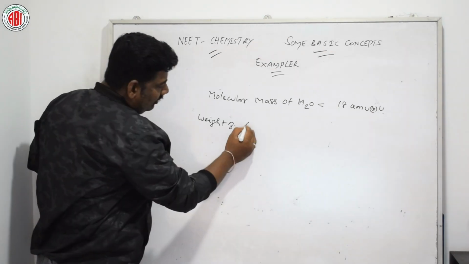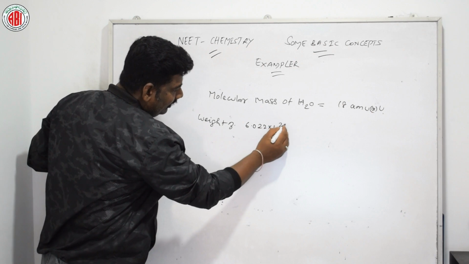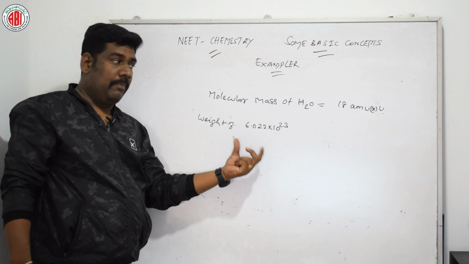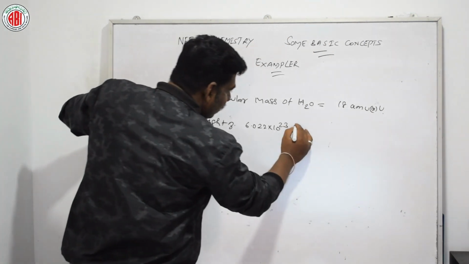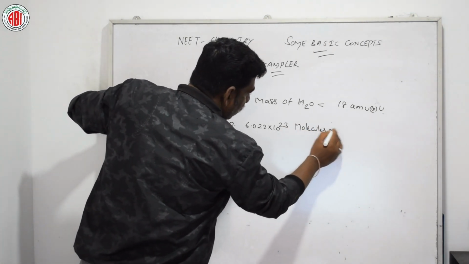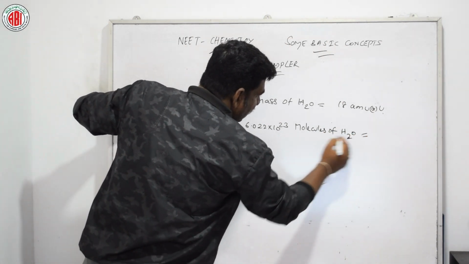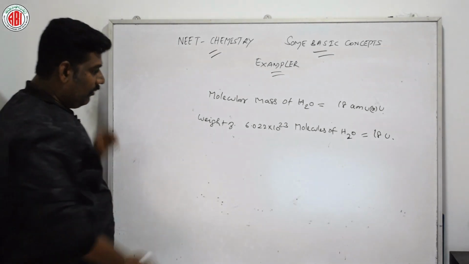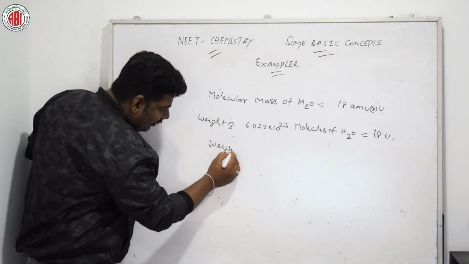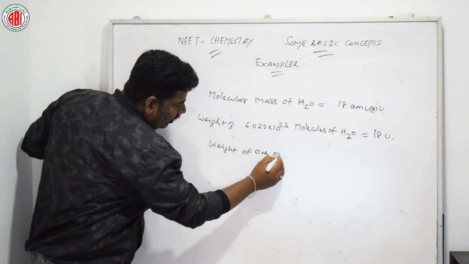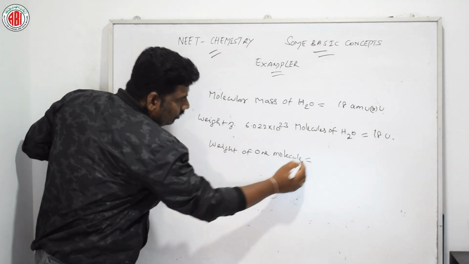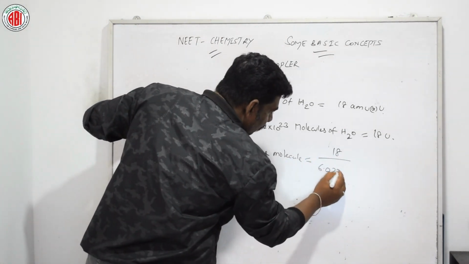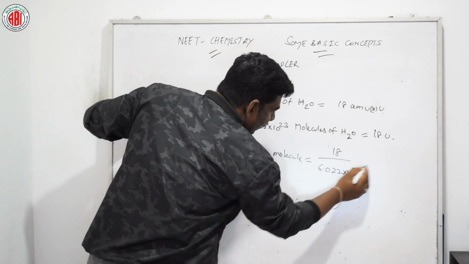The weight of 6.022 into 10 to the power of 23 molecules of H2O, water, is always equal to 18 u, 18 atomic mass unit. Now, the weight of one molecule, how will we find it? The weight of one molecule is nothing but 18 divided by 6.022 into 10 to the power of 23.